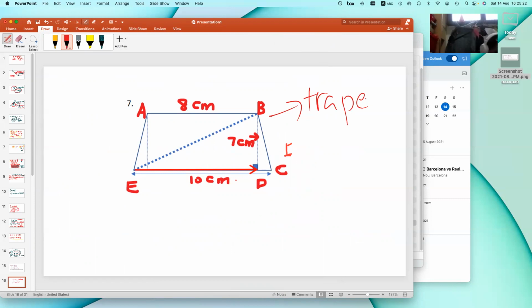You cannot give me that. Z-I-U-M. Trapezium. Okay, you better go and double check the spelling. So this is called trapezium. Okay, all right. This is a trapezium. Next.